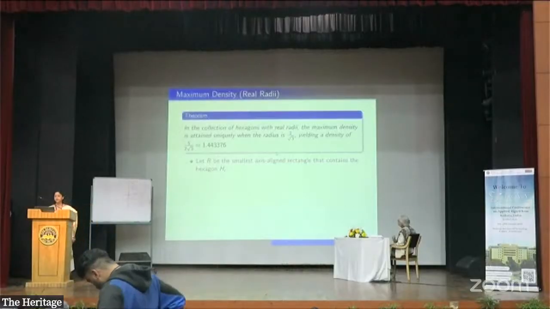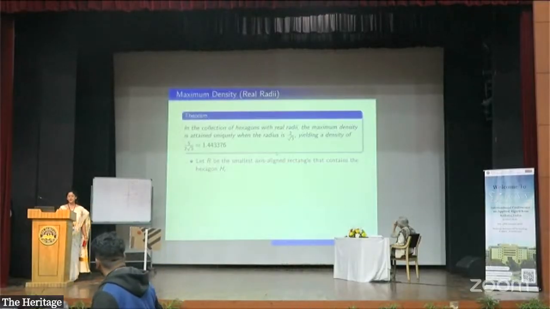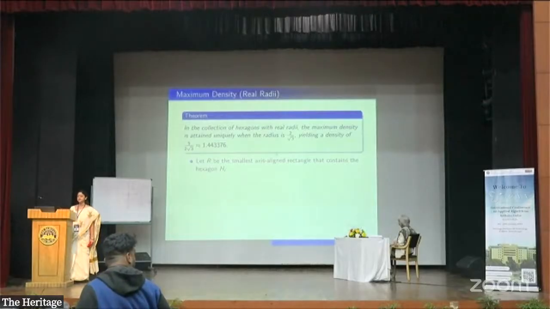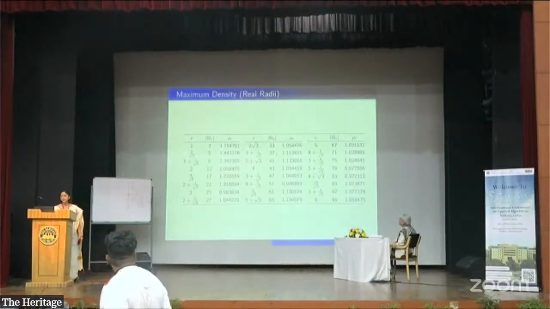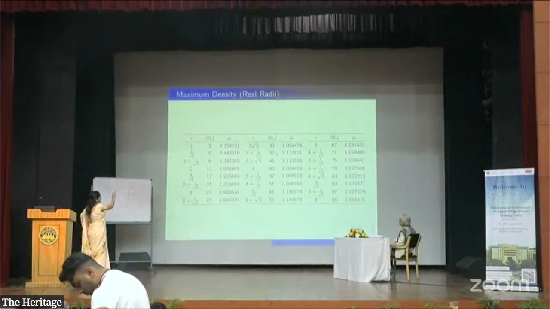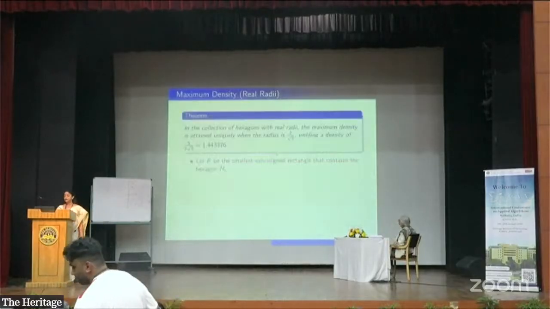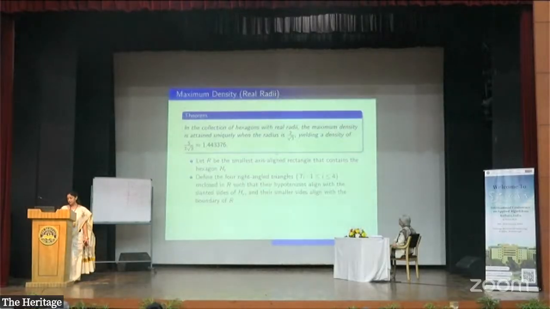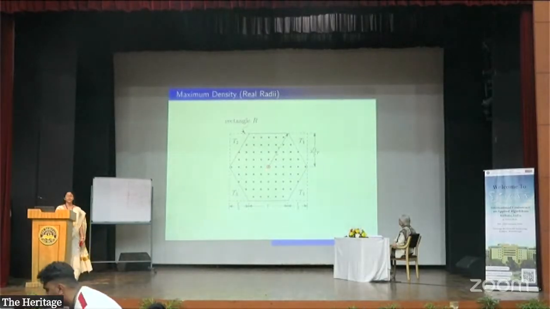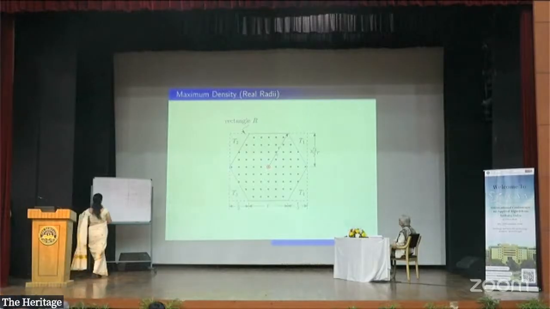So here is the next theorem. In the collection of hexagons with real radii, the maximum density is attained uniquely when the radius is 2 by root 3, that is in the second row with the pixel containment 5. And the proof is really a bit involved. So here we can see that. So let's draw this once more.